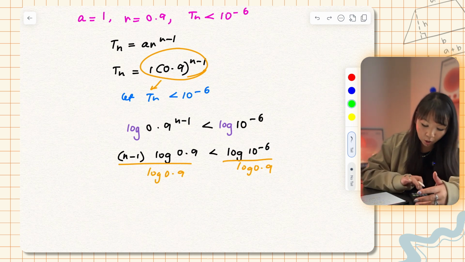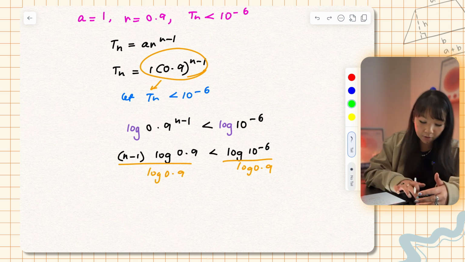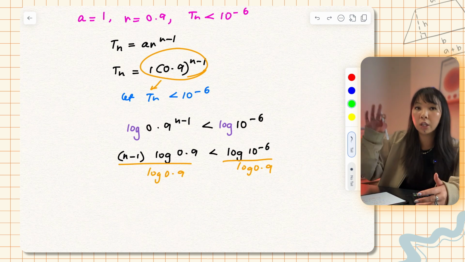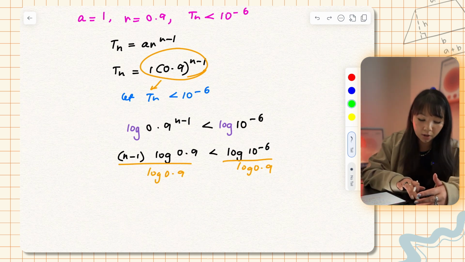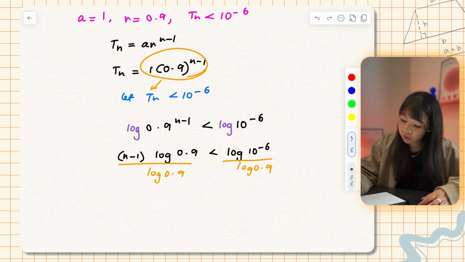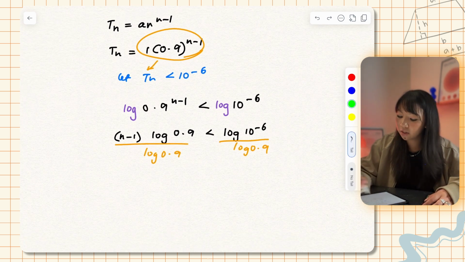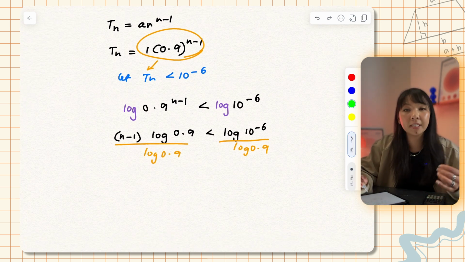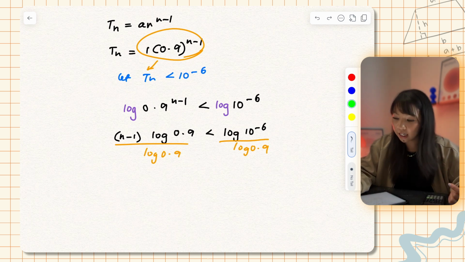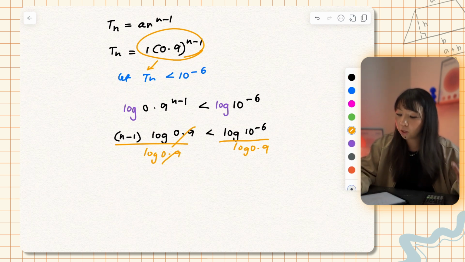Try it. If you go log of 0.5, negative. Log of 0.99999, even though it's really close to a 1, it is still going to be negative. Log of 0.00001, also a negative. So that means that when I divide by log of 0.9, it's going to have the same effect as dividing by a negative, which means we flip the inequality sign.